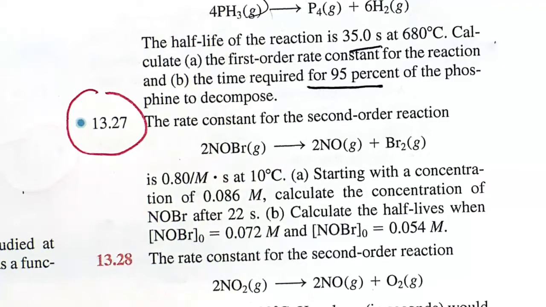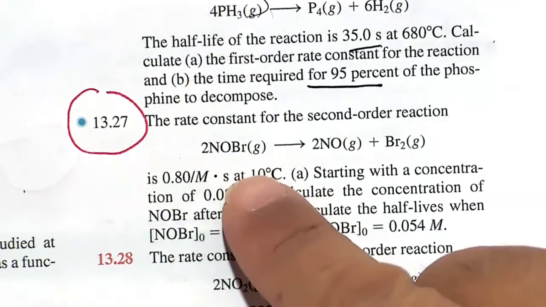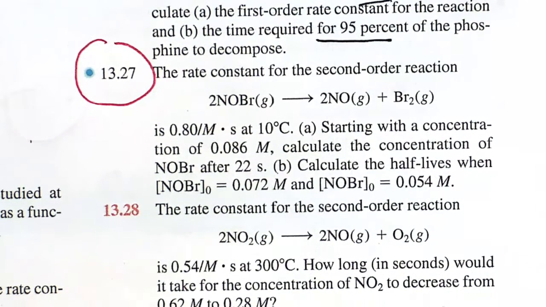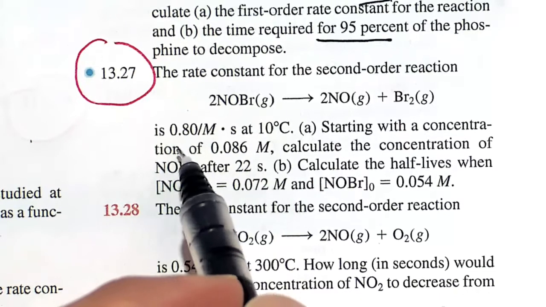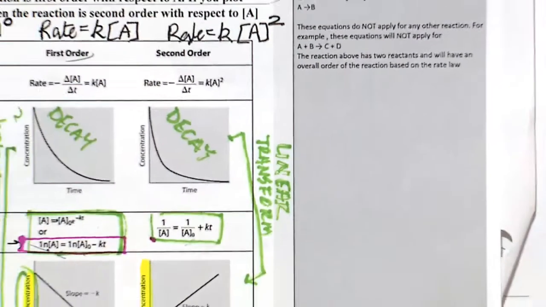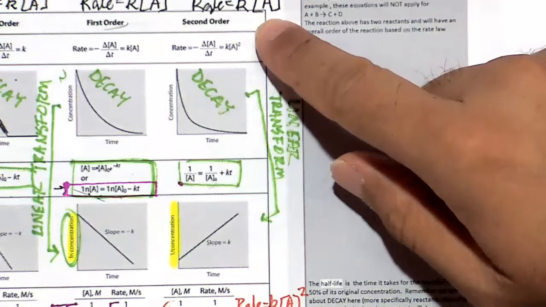In this video we will talk about the decay of this reaction, NOBr to NO and Br2. They tell us the decay is second order and the rate constant is 0.80 divided by molar times seconds. So second order automatically should clue you in on utilizing these sets of equations for second order.